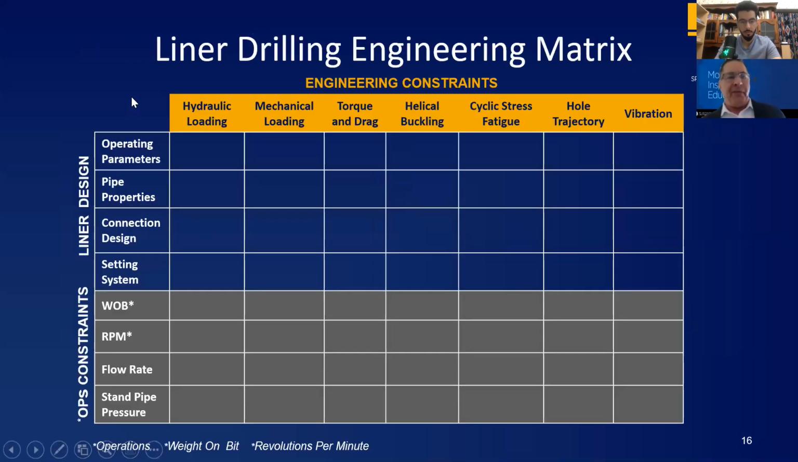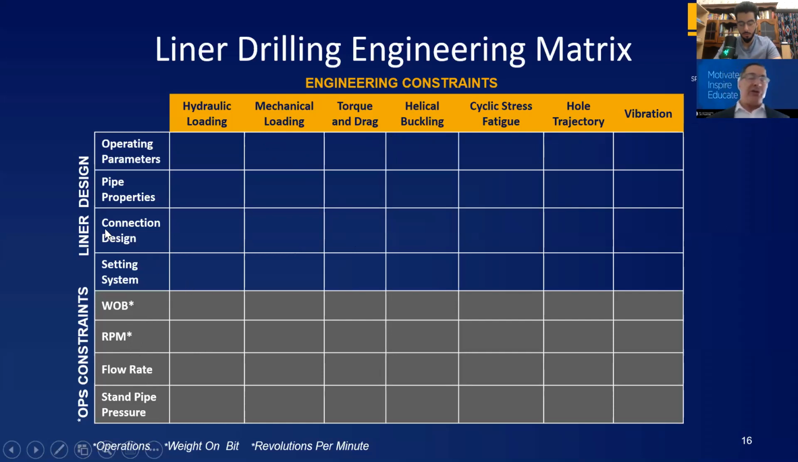And very important here, I put together this liner drilling engineering matrix. On the left axis, I've got operations constraints and liner design. And up here on the x-axis, I've got the engineering constraints. Basically, you want these constraints here with the liner design to fall within the window of your engineering modeling up here. So for example, under operations constraints, you're going to have weight on bit, revolutions per minute, flow rate, standpipe pressure. All that has to fit in under your initial engineering design.